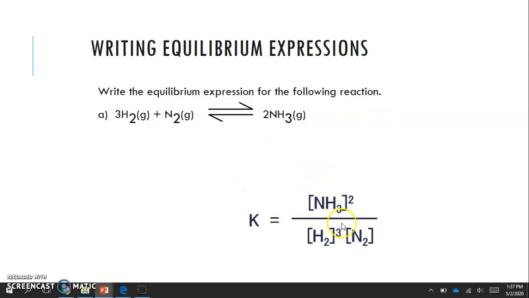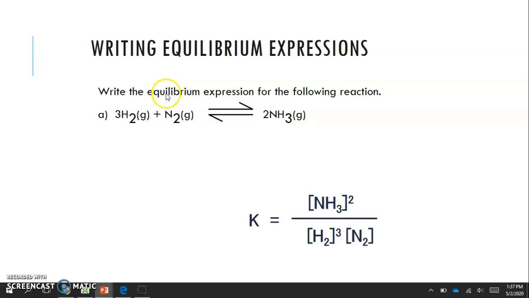So our product is on the top, so we're done with that. Then we can go to our reactants, which go on the bottom. We've got hydrogen gas here, so we'll have H2 in our concentration brackets. 3 is our coefficient, so it becomes our exponent.